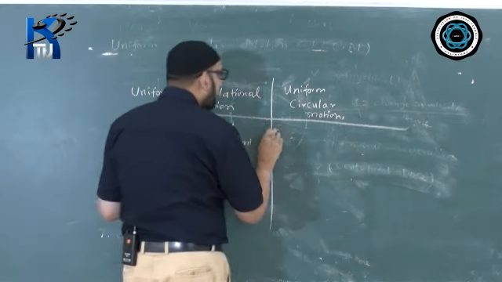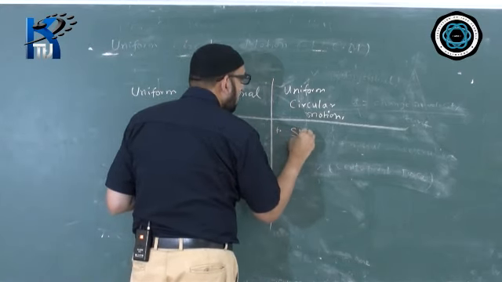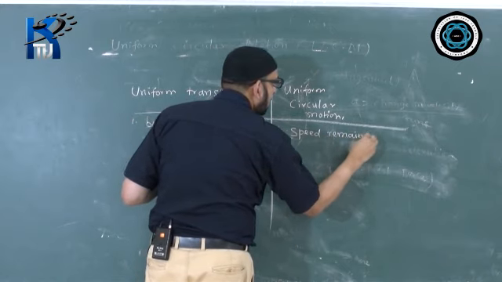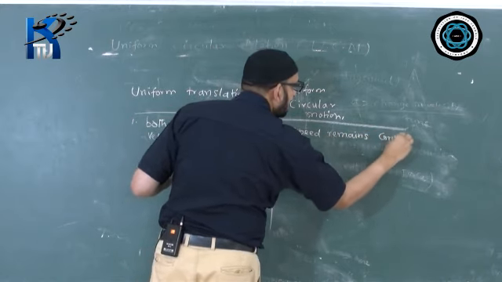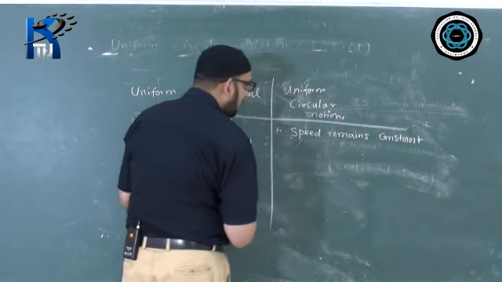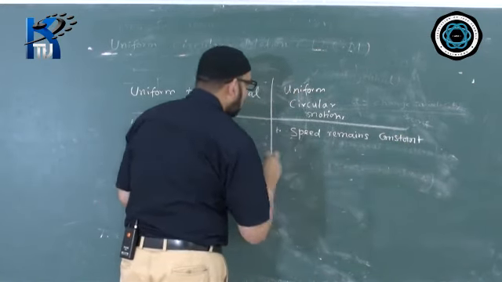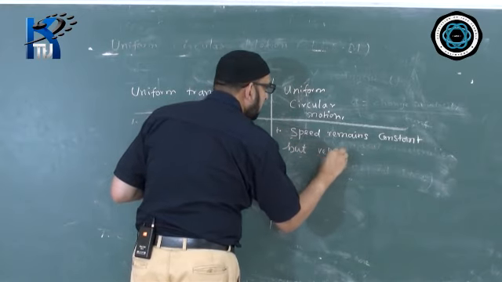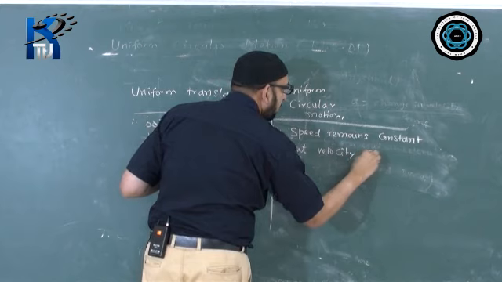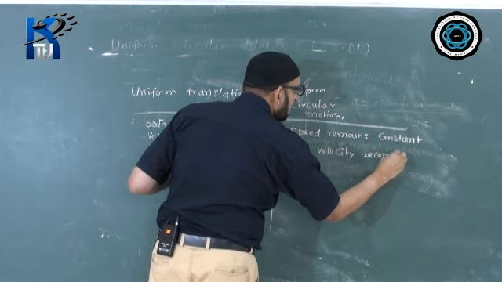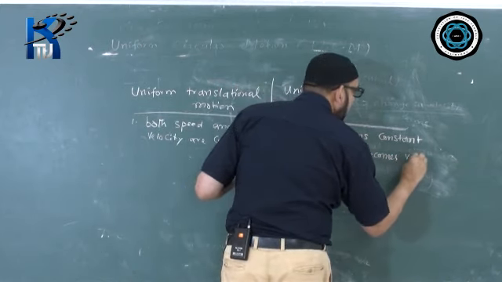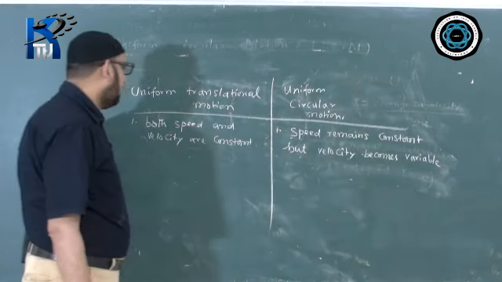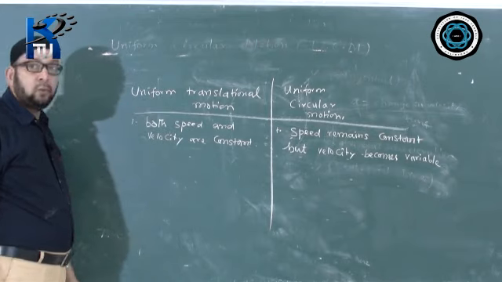And out there we will be writing speed remains constant, but velocity becomes variable. That is the first point of major difference between these two.